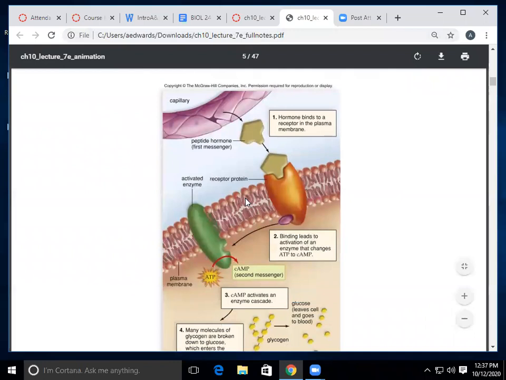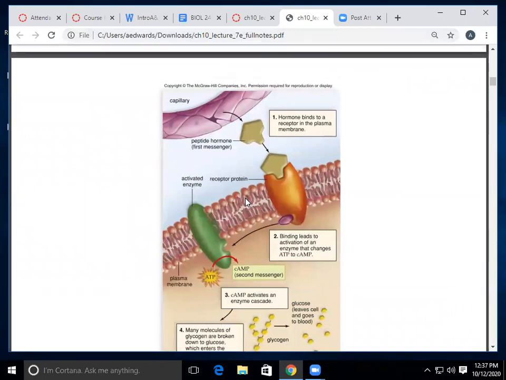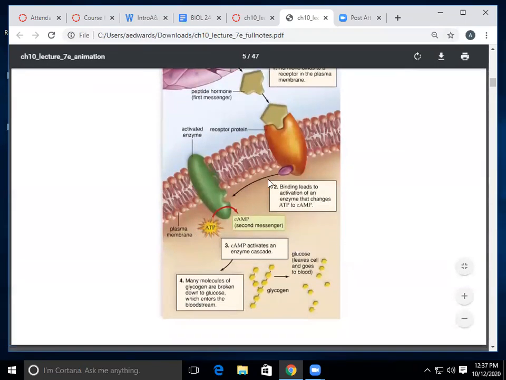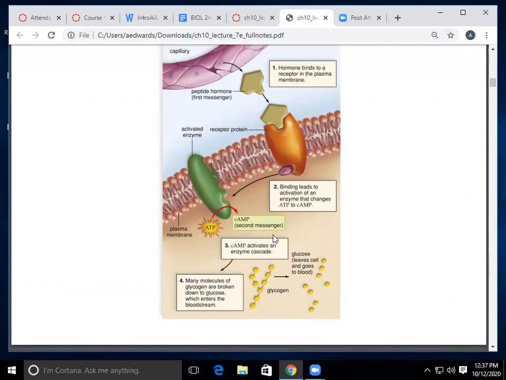All right, so this is kind of what it looks like inside. Here you've got a capillary, which is a blood vessel, and being released from this capillary is a peptide hormone. It's a first messenger, and will bind to a receptor on the plasma membrane. Binding of that hormone leads to activating an enzyme right here. And it changes ATP, or energy, into cyclic AMP. And it functions as a second messenger.